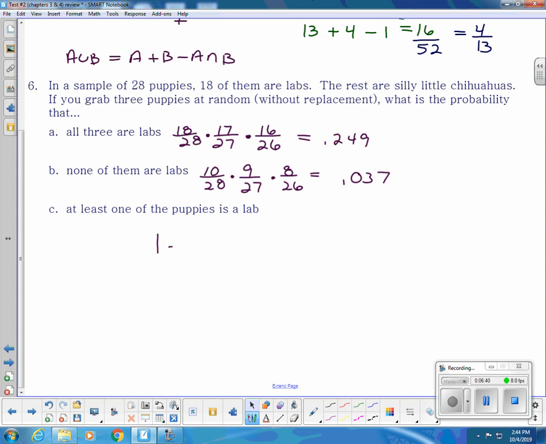So we can just do 1 minus 0.037. You could go through all the possibilities. You'd have to have 8 different ones to add up. Or 7 different ones to add up. It's just easier to do complement. So recognize that complement. So this is the complement to no labs. Complement. Okay?